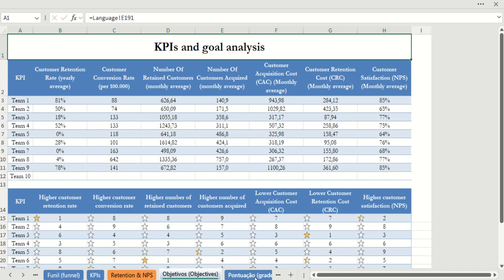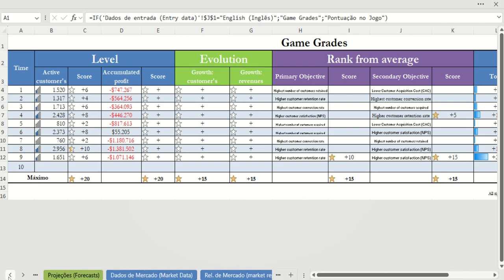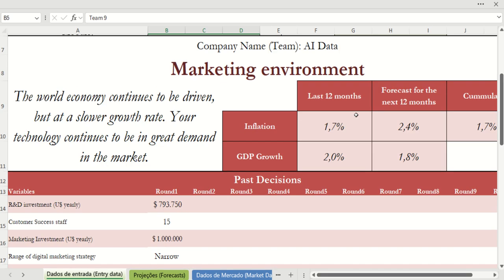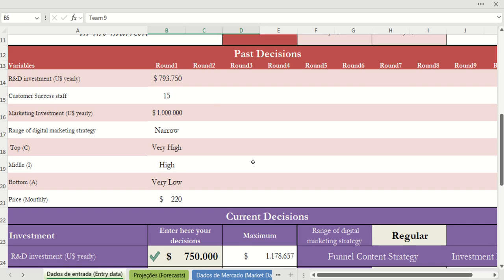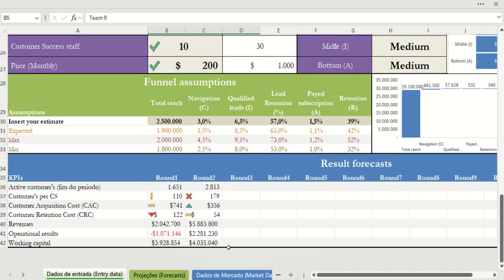And as usual, I already presented here the objectives and the grades. So now it's time to make the decision for the next rounds, thinking about what you did in the last round, the prospects in terms of market environment, and it's time to think what will be your decisions here in the marketing funnel and to check the potential forecasts for your results.